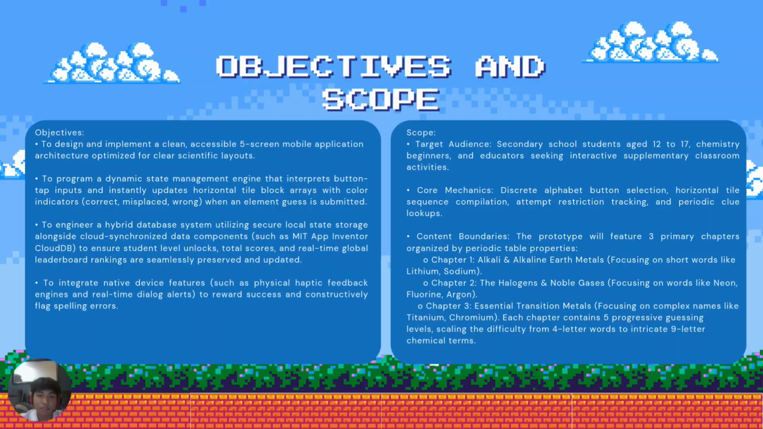For example, chapter 1 has alkali and alkaline earth metals, focusing on short words like lithium and sodium, while chapter 2 is for the halogens and noble gases, focusing on words like neon, fluorine, or argon. And chapter 3 is for essential transition metals, focusing on complex names like titanium and chromium. Each chapter contains 5 progressive guessing levels, scaling the difficulty from 4-letter words to 9-letter chemical terms.